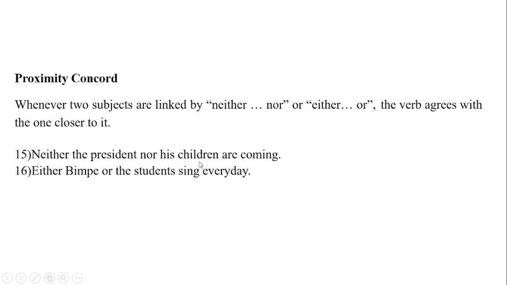And in this instance, the rule of proximity states that the nearest subject to the verb of the sentence would agree with the verb. So we have his children, which is the nearest to this verb, "are." So his children will determine the number of the verb, if the verb is going to be singular or plural. So we have: neither the president nor his children are coming. Okay, number 16.